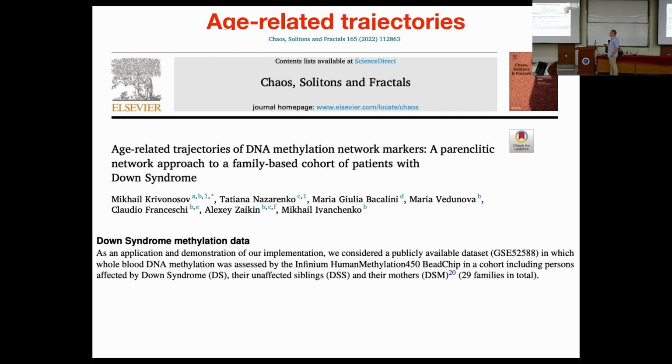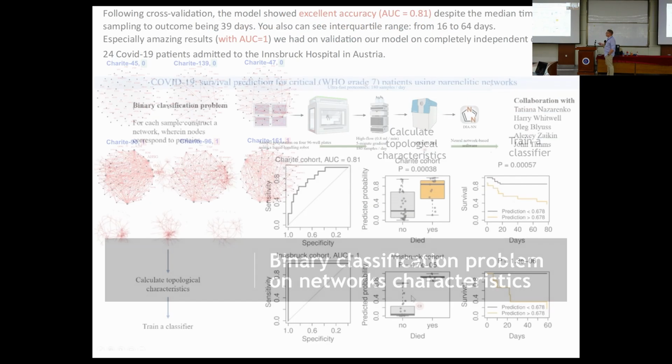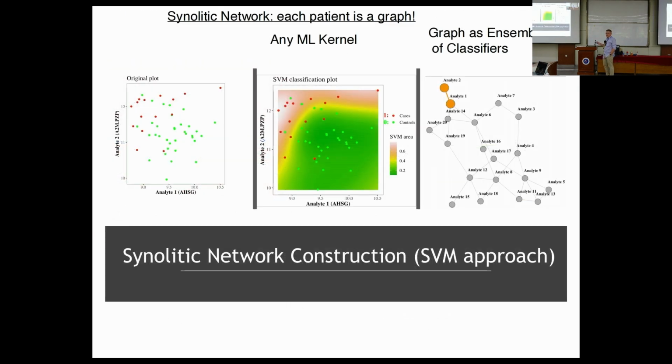For example, we applied it to construct age-related trajectories of DNA methylation. So I told you about methylome, DNA methylation markers for patients with Down syndrome. And in this study, by the way, if you have any questions about the Synolitic approach, please ask now, because this is the main slide that you should understand. Yes, ask. I will hear you.